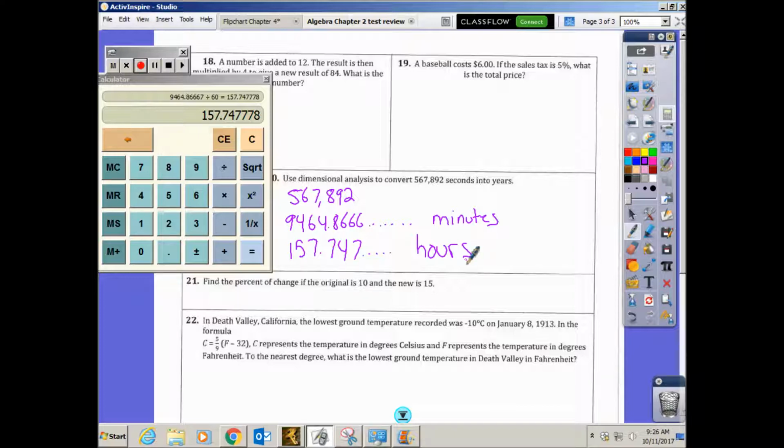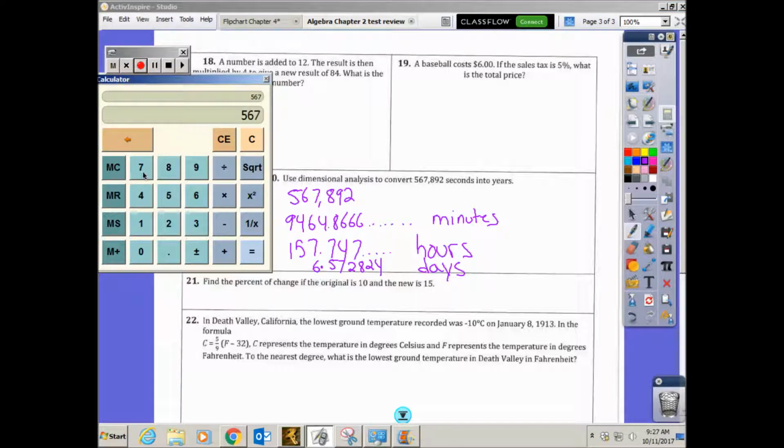Okay? Now I have to convert this to days. There's 24 hours in a day. And I didn't put something in right. It was 157.74777777. That's why you write down what you're doing. Divided by 24 is 6.57284 days.